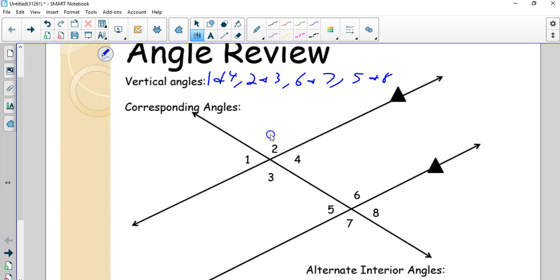Corresponding. Corresponding is 1 inside, 1 outside. So 2 and 6. 1 inside, 1 outside. 4 and 8. 1 outside, 1 inside. 1 and 5, and 3 and 7.